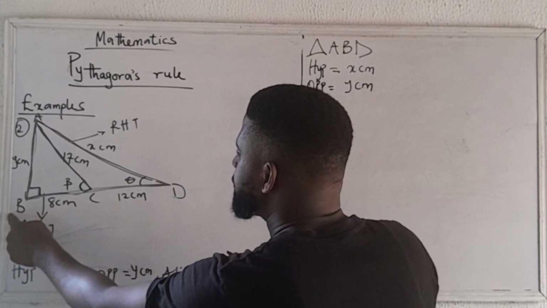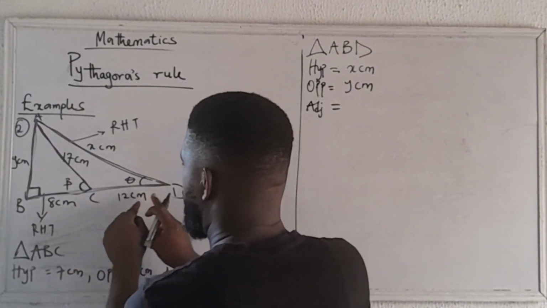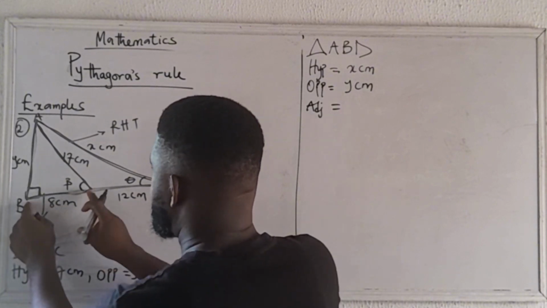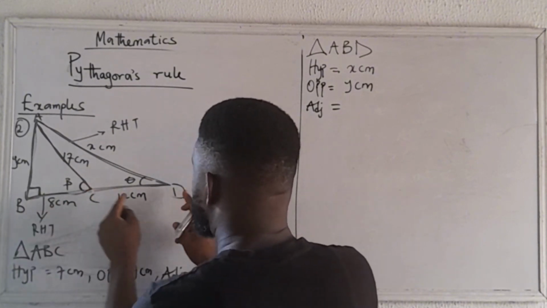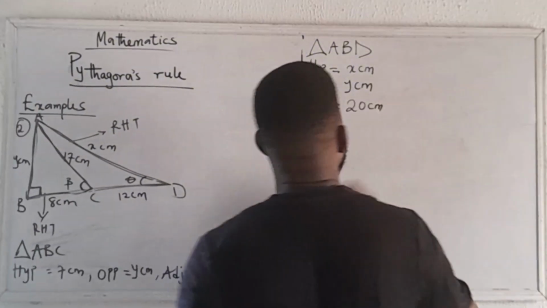And then adjacent is equal to, which is BD. So the adjacent for triangle ABD will be 8 plus 12, which is from this side to this side, plus from this side to this side. And that is what? 20 centimeter.